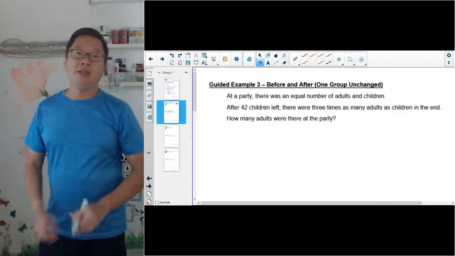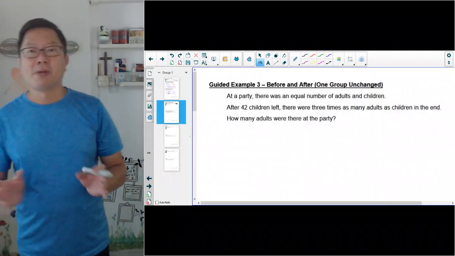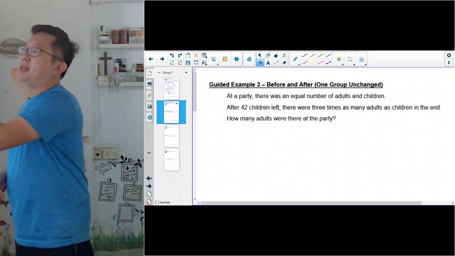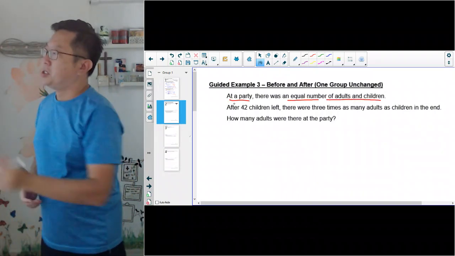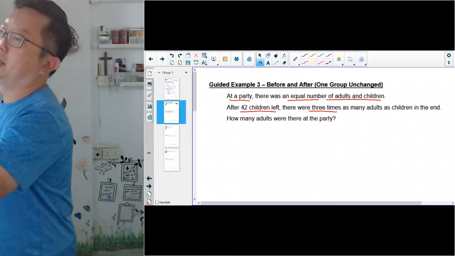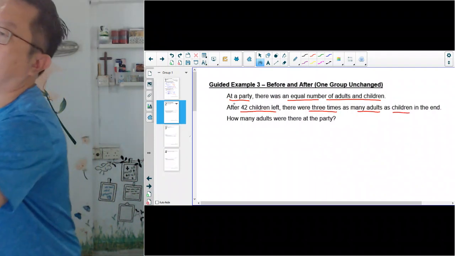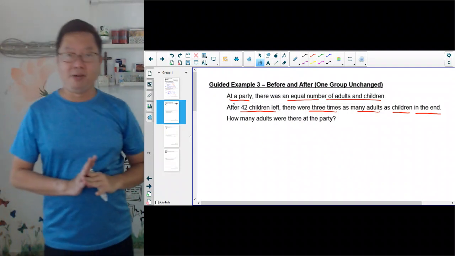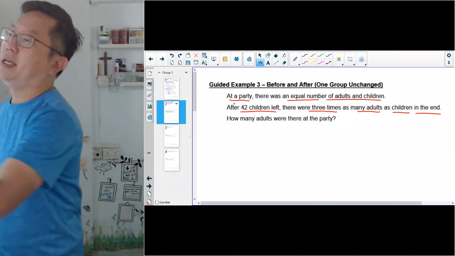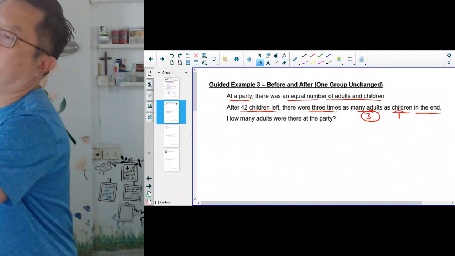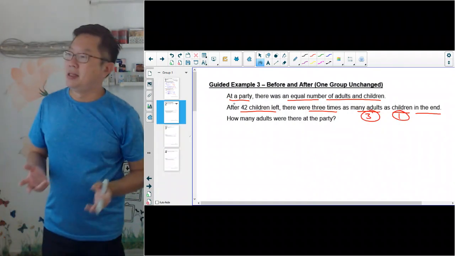Okay, now the next one that we are going to look at is one group unchanged. So at a party, there was an equal number of adults and children. After 42 children left, there were 3 times as many adults as children in the end. So that tells you that it is a before and after. At first, in the end, before, after. So which means that in the end, there are 3 boxes of adults and 1 box of children. So how many adults were at the party?